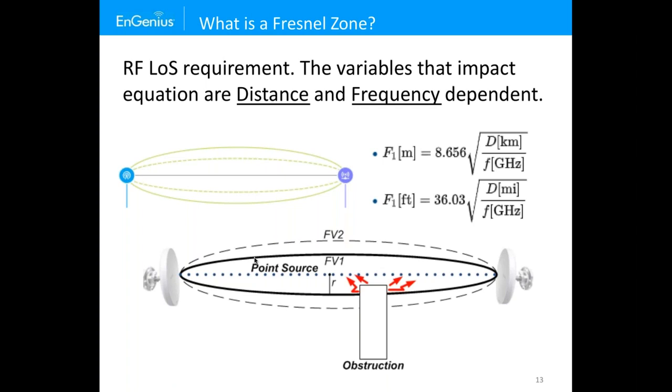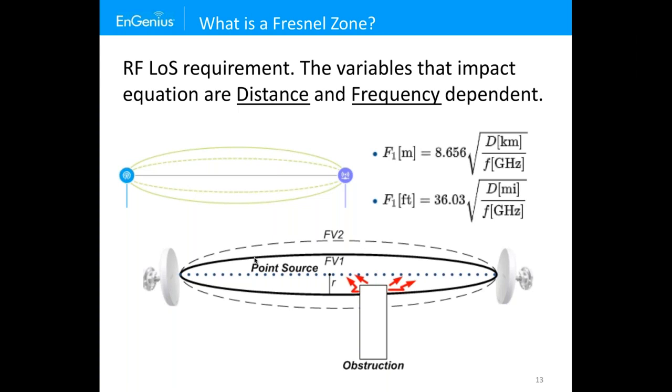The reason for that is because of the image in the bottom, you could see that there's an obstruction within this Fresnel zone. And then you see FZ1 and FZ2. FZ1 stands for the first Fresnel zone, which we're the ones interested in, and FZ2, which is the second Fresnel zone, which is one we're not really that interested in.